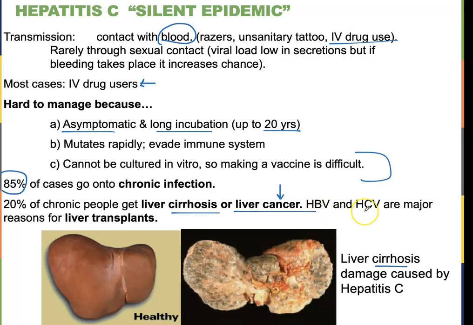So HBV and HCV are the main reasons for liver transplants in the United States, and you can see the difference between a healthy liver and a cirrhotic liver. Liver cirrhosis is also something that can happen to people who drink, basically alcoholics for a long, long time. The liver cannot keep up with all that toxin and will become cirrhotic.